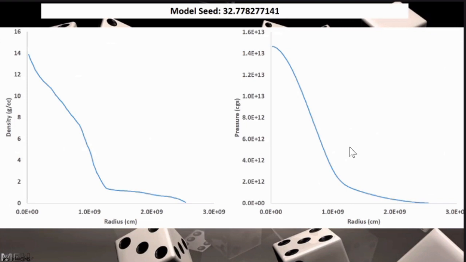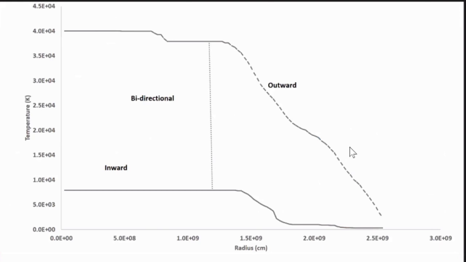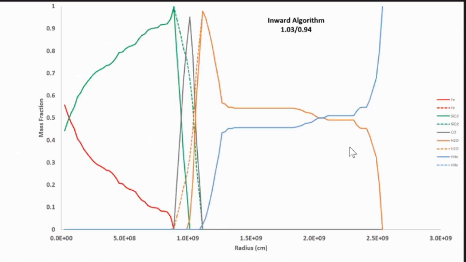Here's a particular model, with a random seed for generating the model. And so you see, again, a density distribution that starts at 14 and goes down to 0, pressure about 14, 15 megabars. These are the temperatures. So temperature is low for the inward algorithm, 40,000 for the outward. Bidirectional just jumps from one to the other. Again, the outward algorithm gives you a very high surface temperature, so that's not physical. And here is what you get.